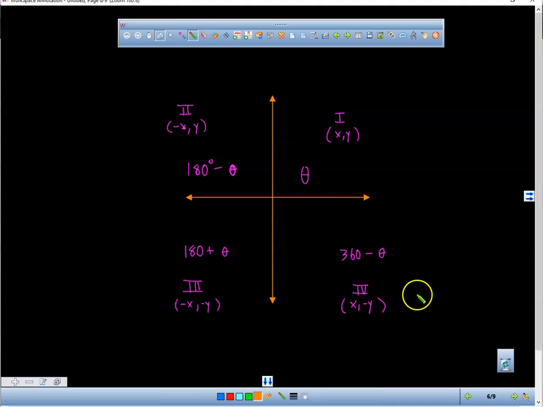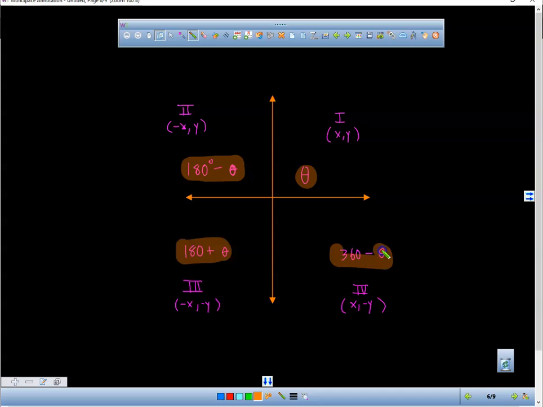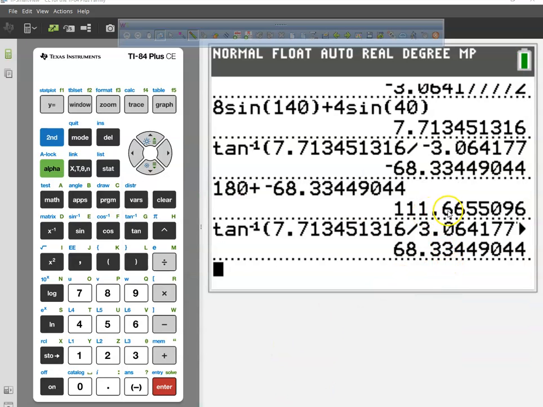So make sure you guys have that in your journal. It makes things a lot easier. It's either this, this, this, or this. So that's why I did 180 minus the theta to get this 111.7. Okay. Now we're going to find the magnitude.